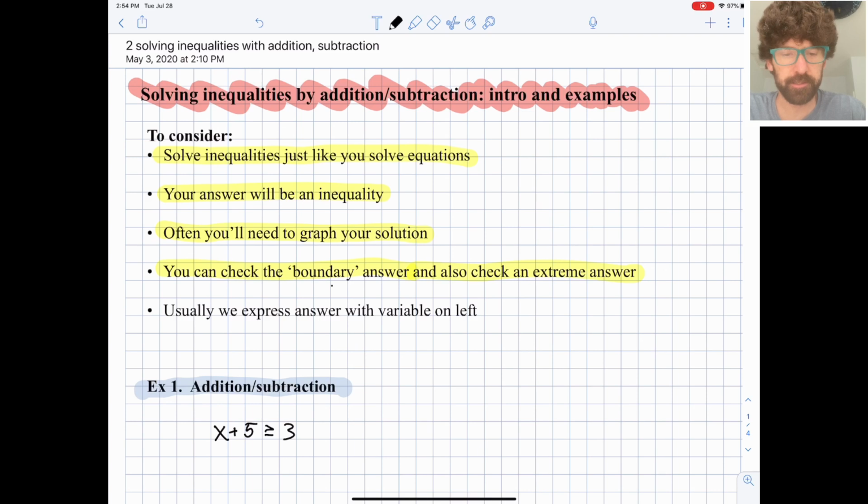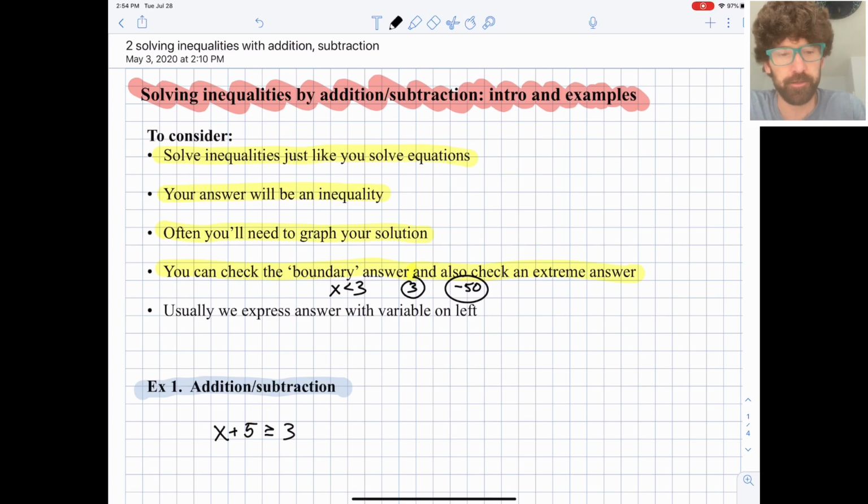Let's say we get an answer that x is less than 3. What I would be tempted to check here is I would actually plug in 3 and see if it barely does not work, because x should be less than 3, right? And then I also like to check an extreme answer like -50, for example. And that should work. That should check out as long as we did the problem correctly.